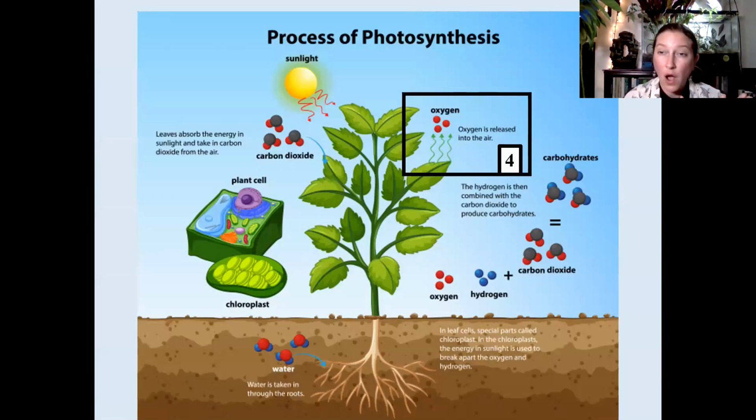So that's how oxygen gets released from the water. And then oxygen will leave through the stoma of the stomatal apparatus into the air, right? And then ultimately get breathed in by organisms like us.